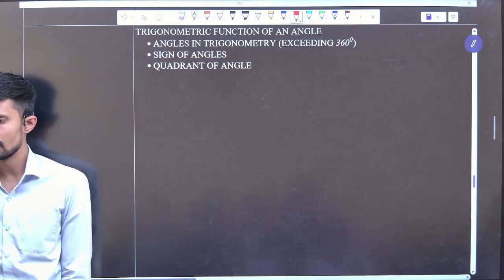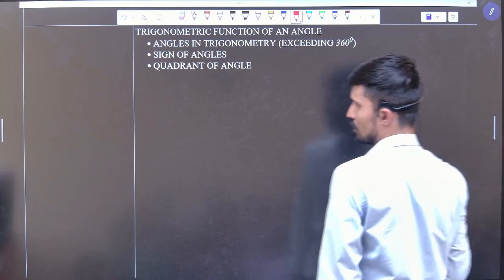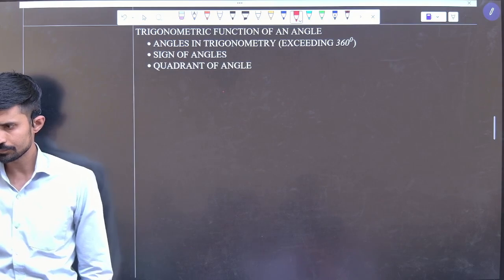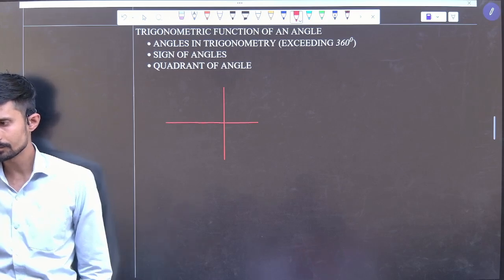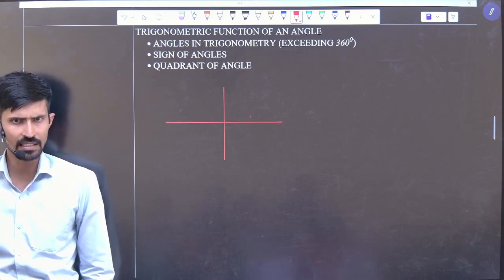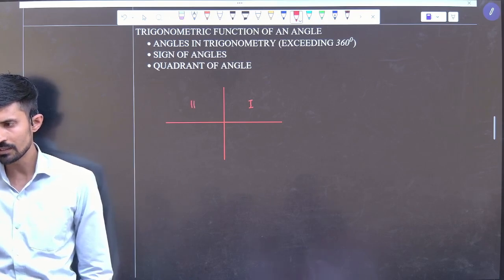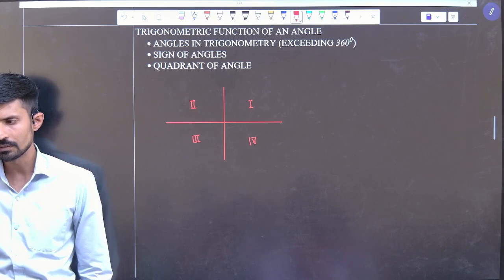Look, this is your y axis, x axis. Done, over. This is your first quadrant. This is your second quadrant, and this is your third quadrant, and this is your fourth quadrant. Okay, na?